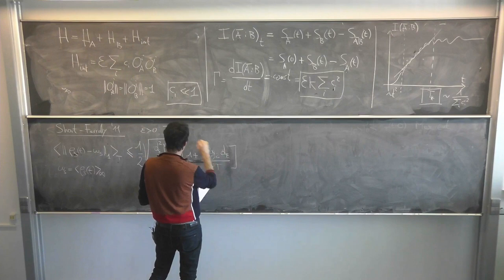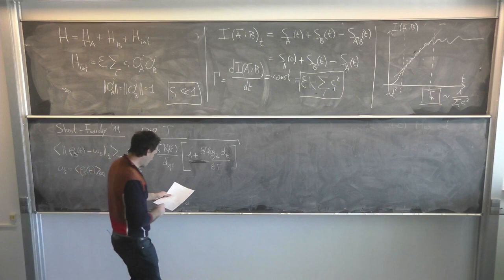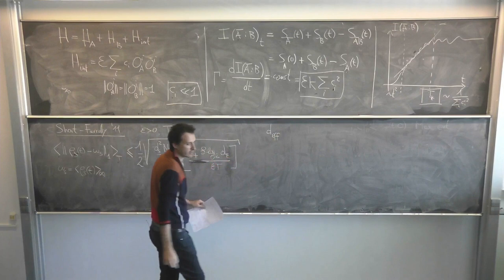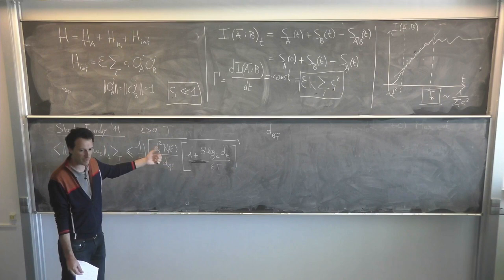Okay, so here ds is just the dimension of the Hilbert space of subsystem S. Df is a number which depends on the initial state. The point is that this is a theorem not about thermalization, it's a theorem about equilibration. So there's still some information about some dependence from the initial state.